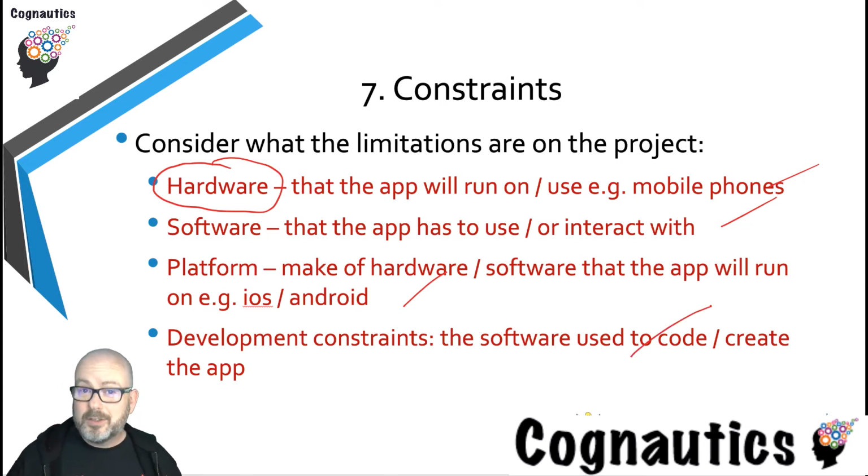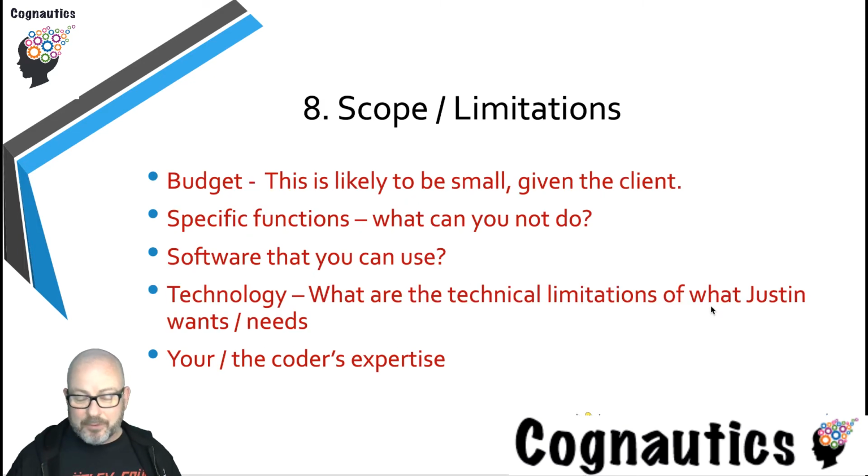You will need to do some research and demonstrate that you've thought about the platforms, the hardware, the software, and the software that you'd actually use to write the app. So that's the constraints paragraphs that you'll need to write there. And then finally, we come to limitations.